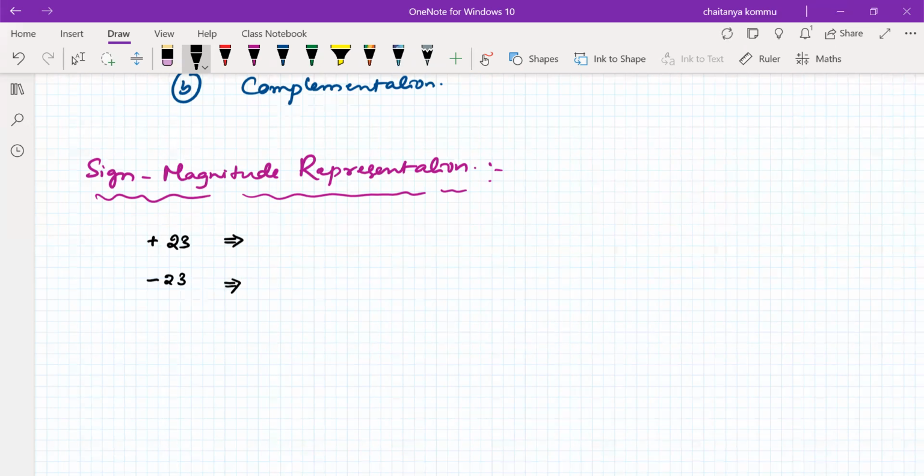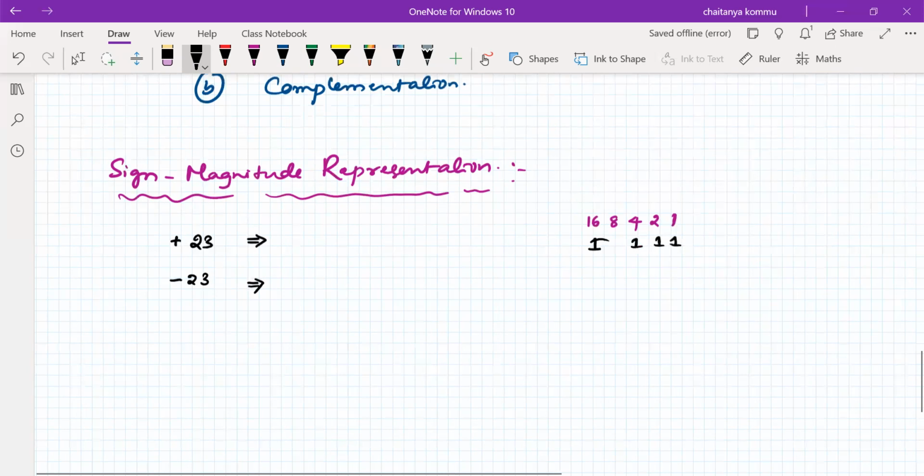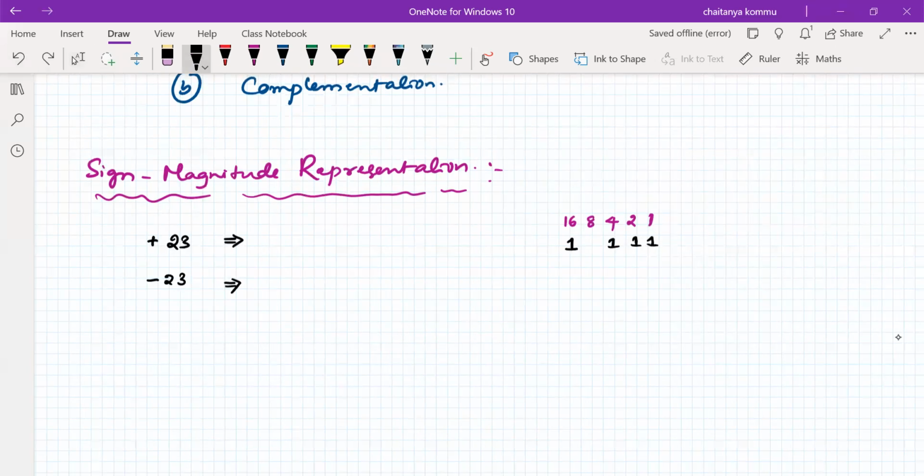So what does it mean? What is the binary representation of 23? We should know the code 1, 2, 4, 8, 16, something like this. So what is the binary representation for 23? Everybody knows that. 23 is 16 plus 4 plus 2 plus 1. There is a 1 here, a 1 here, a 1 here, and a 1 here, and that gives 23. So the remaining bit must be 0. That's it.